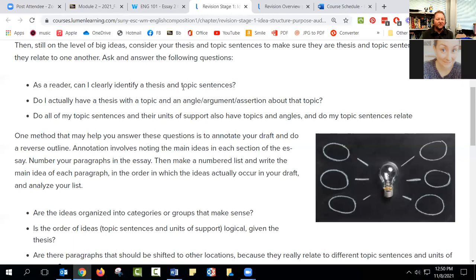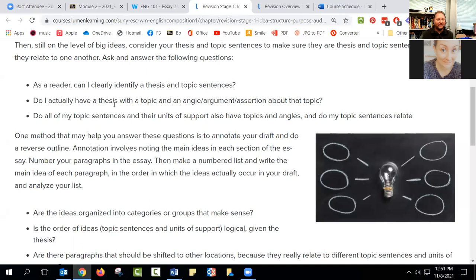But if you're too close to the material, if you just finished writing it, you're going to say, of course I do. I have a very good thesis. I have very clear topic sentences. Of course I do, because you just wrote them, right? You wouldn't have written them if at the time you didn't think they were good thesis and topic sentences, right? So it is best you can take a few days away. One of the reasons I always make the second essay a revision is because it kind of forces you to put it away for a little bit of time, right?